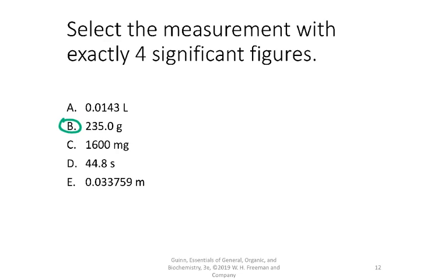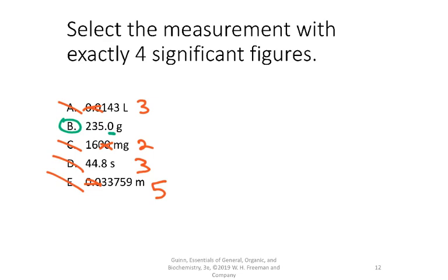Let's see why. A has 3. C has just 2. D has 3. And E has 5. Remember, these zeros don't count. These zeros don't count. These zeros don't count. But in B, this 0 does count, because it's telling us that we know it. It's giving us more information, right? We know this number to the nearest tenth place. 235.0 is different than 235.